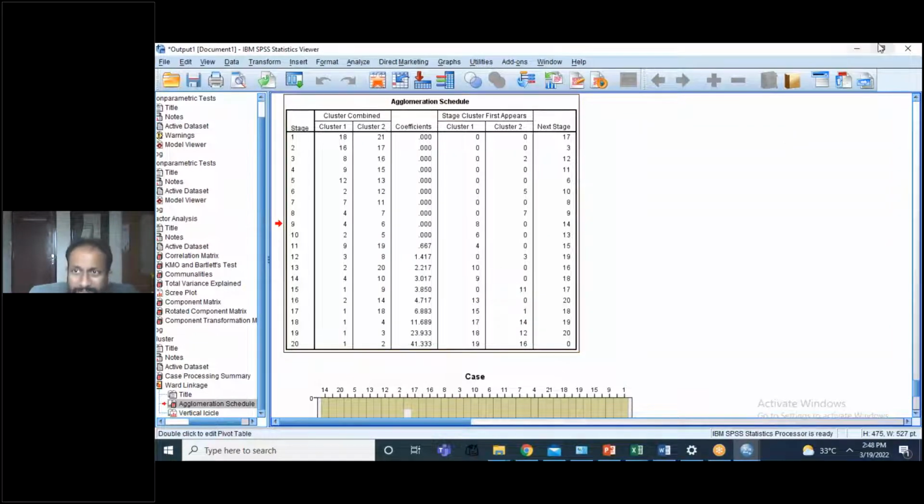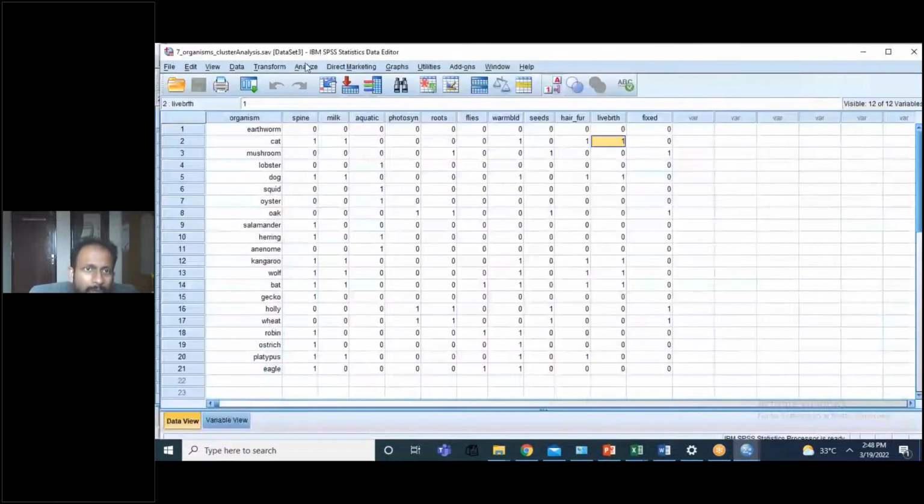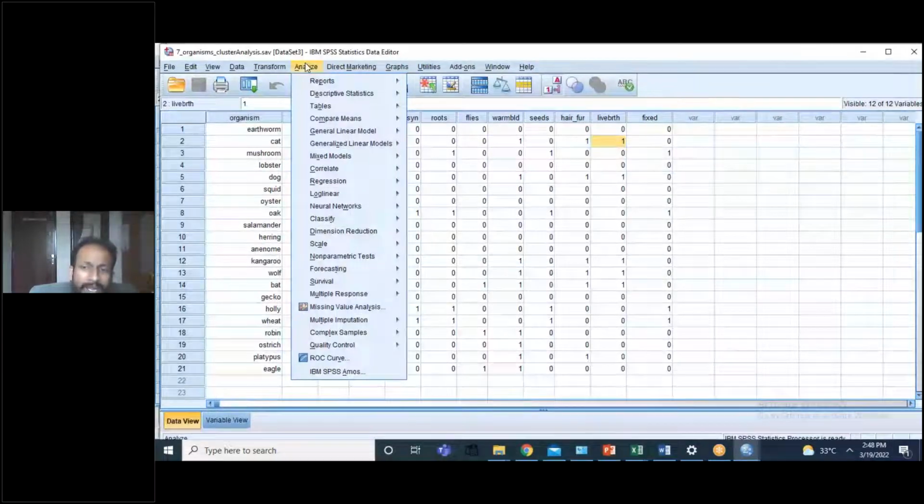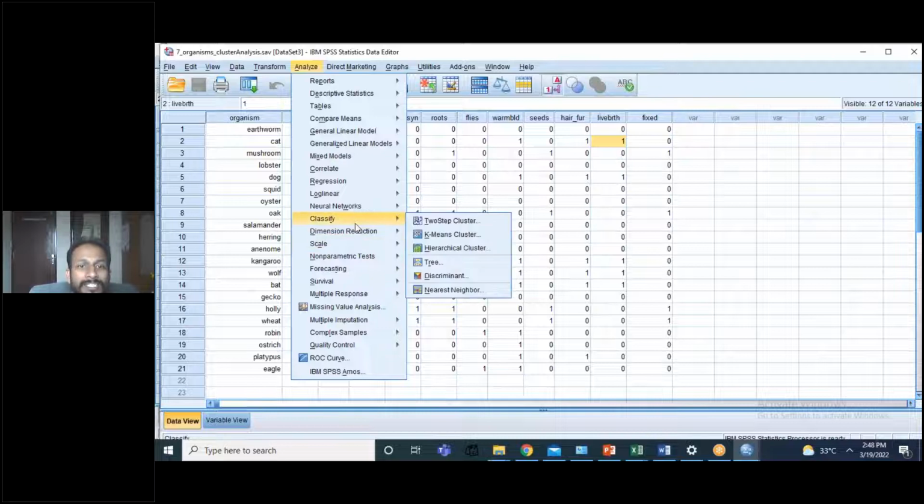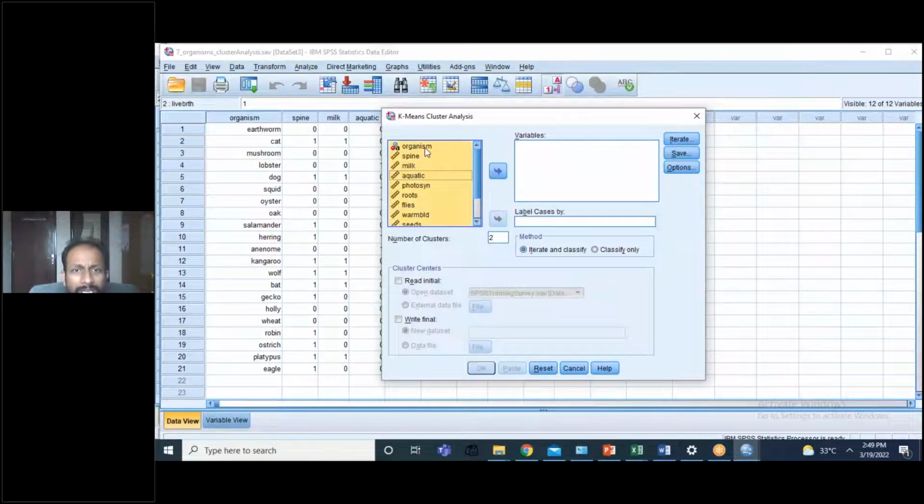Now once we have done that, you can go to Analyze, then Classify. This time you go for k-means cluster. Earlier I used hierarchical cluster, the objective being to know how many clusters I need to use. Here you go for k-means cluster. In k-means cluster, bring in all the items, maybe except organism, because it will not accept it.